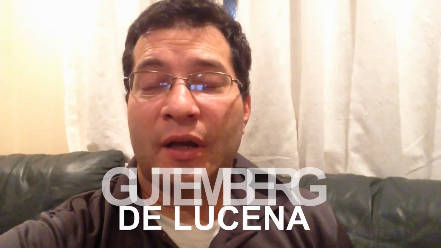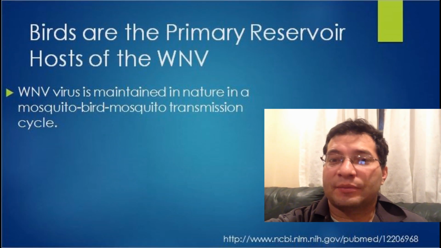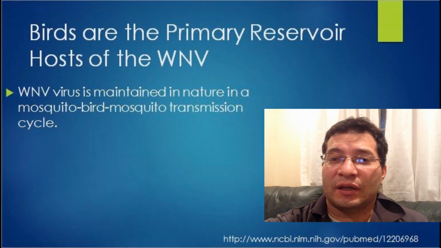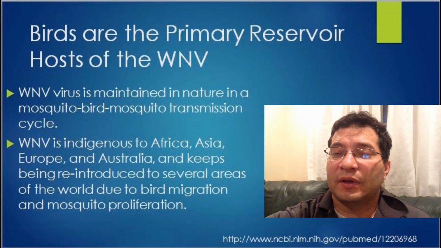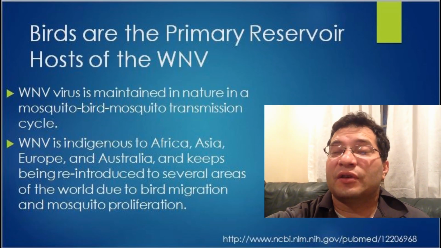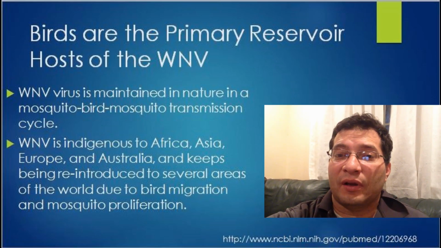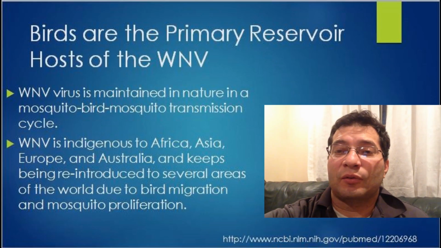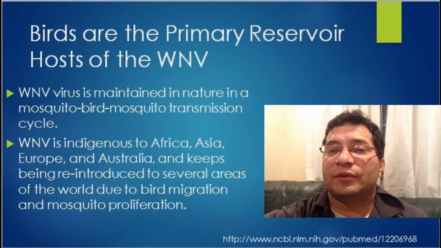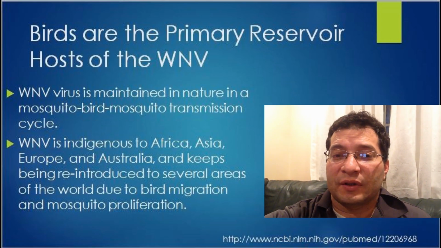Gutenberg Lucena here. I'm going to be talking about the primary reservoir of the West Nile virus. West Nile virus is maintained in nature in a mosquito-bird-mosquito transmission cycle. West Nile virus is indigenous to Africa, Asia, Europe, and Australia, and it keeps being reintroduced to several areas of the world due to bird migration and mosquito proliferation.